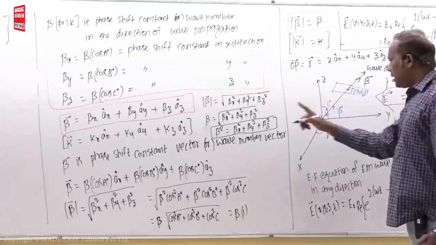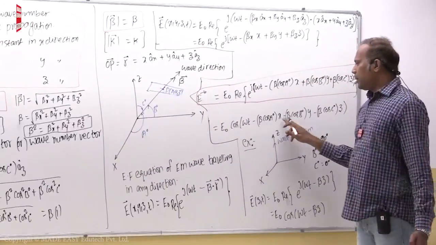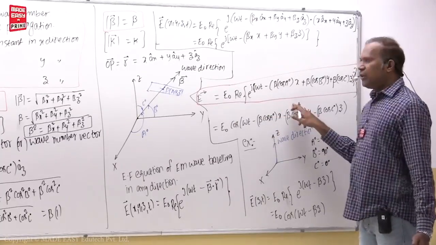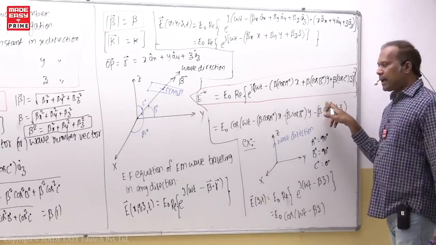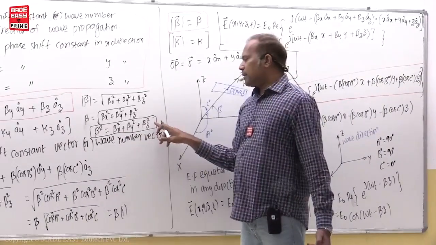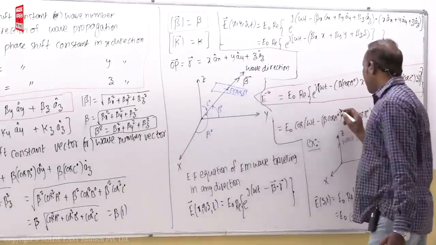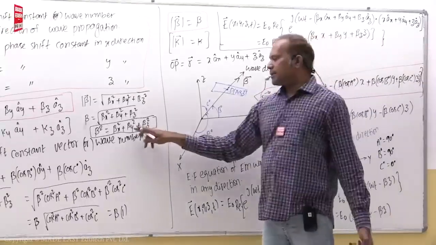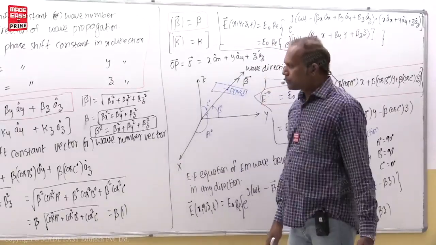Why did I come from here to here? I told you in examination they give the cos term or exponential term. Beside x, 5 is there, for example. Beside y, 6 value is given. Beside z, 7 value is given. Then if they ask you to find beta, 5 square plus 6 square plus 7 square gives beta square. From that you can get the beta value.